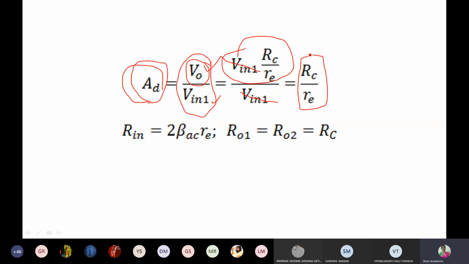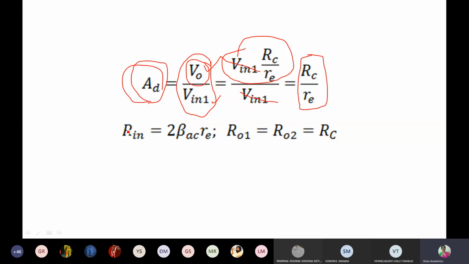But for dual input unbalanced output differential amplifier, what is the gain? RC by 2 RE. Unbalanced one, sorry. RC by 2 RE, right? So now you got a clear idea.